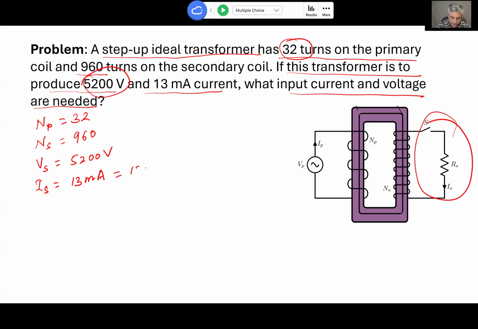So let's convert that to ampere. So 1 ampere has 1,000 milliampere. So other way around, 1 milliampere has 1,000th ampere. So that means 13 times 10 to the power negative 3 ampere. The proper way to write this would be 1.3 times 10 to the power minus 4, but I'm just leaving it like that. And what input current? So that means we want current in the primary, and voltage in the primary. So there are two unknowns. Okay.